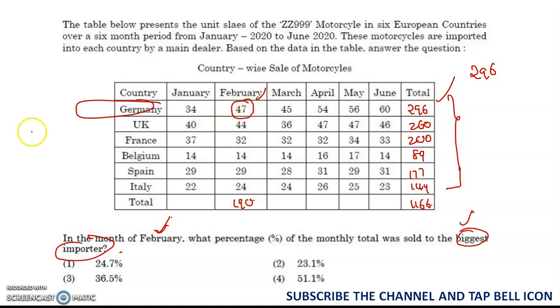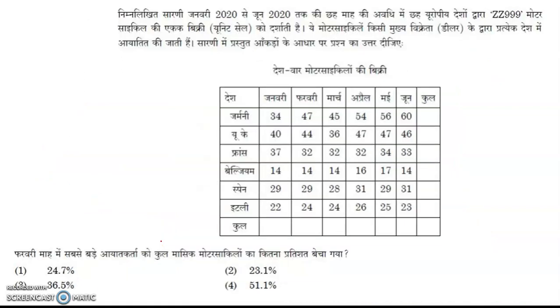Now 47 is how much percentage of 190? So 47 divided by 190 into 100. If you simplify this one, you will get 24.7 percentage. Then we can take option A as the correct answer. Got it? Fine. Next question. So pause this video and solve this question. It is mentioned in Hindi, same question.